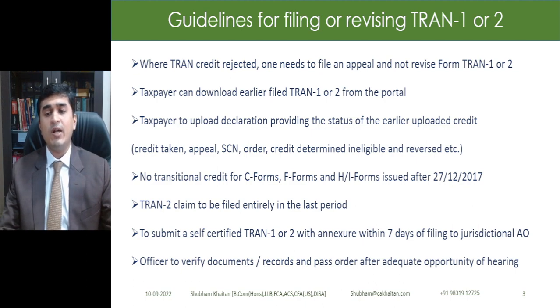Also, it has been provided that C forms and F forms and H forms, all these, if they have been issued after 27th of December 2017, for this the transitional credit cannot be taken. A lot of persons have received their C forms after December 17. Those persons did not earlier have the option to furnish it in TRAN 1 or TRAN 2, thereby even now while revising it or filing it, they will not have the option of taking credit on these forms which are after December 17.